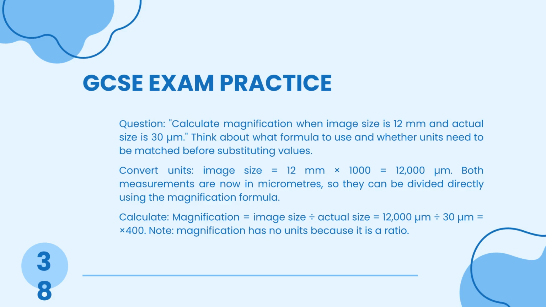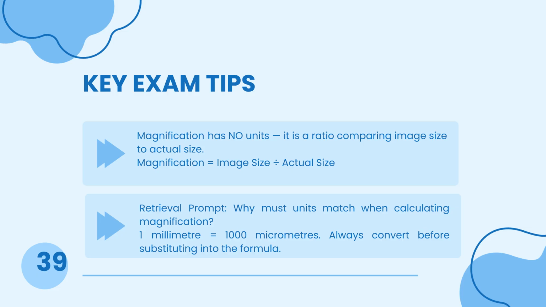Practice with exam-style questions. For instance, with an image size of 12 millimeters and an actual size of 30 micrometers, convert to matching units first to reach the correct magnification. Always remember these key tips. Magnification has no units, and always convert units before calculating to avoid mistakes in your final answer.